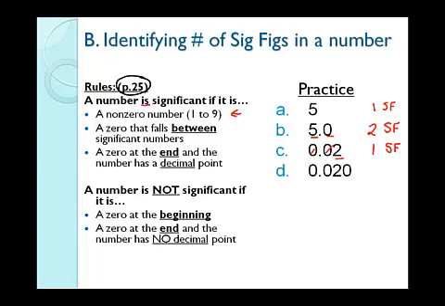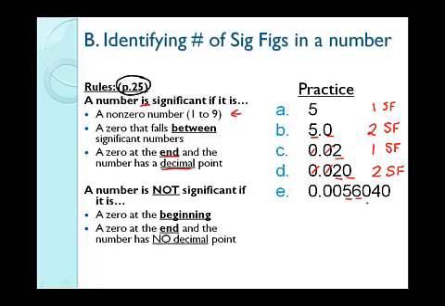Okay, try this one. We know that the 2 is significant. We know that the zeros at the beginning are not. What about the 0 at the end? Well, the 0 is at the end, and the number has a decimal point in it, so that 0 is significant. So that would have 2 sig figs. Can you ever have more than 1 or 2 sig figs? You betcha. Why don't you try this one on your own? Hit pause, and then hit play again when you think you got it.